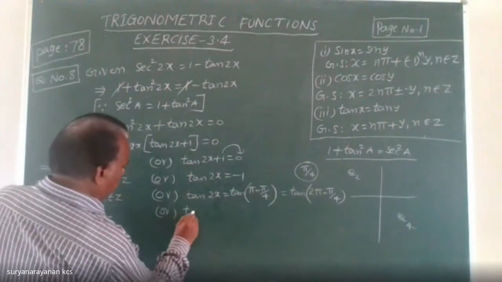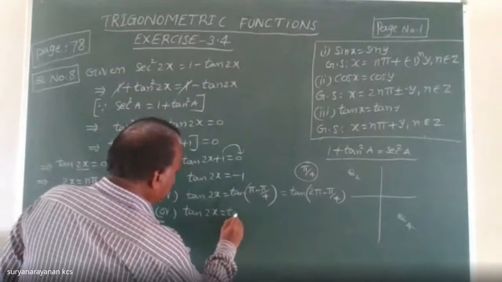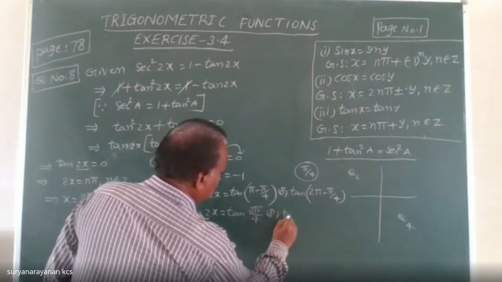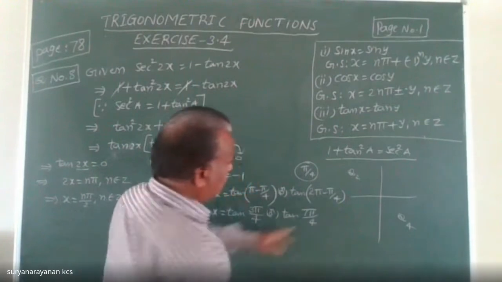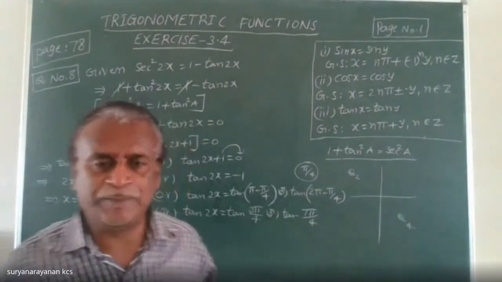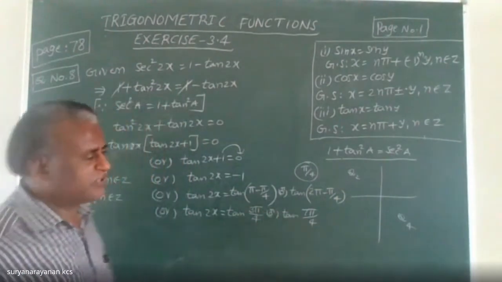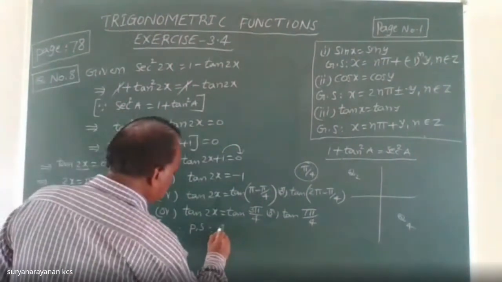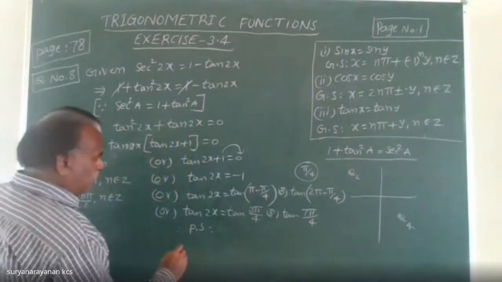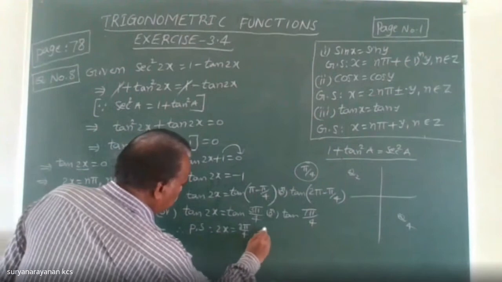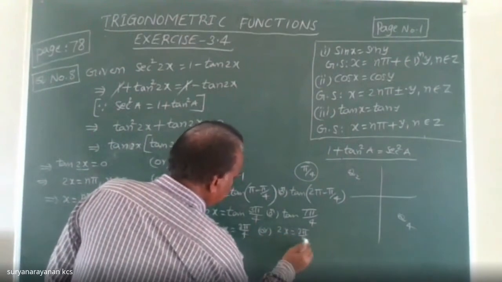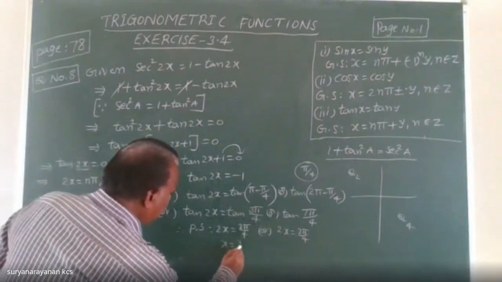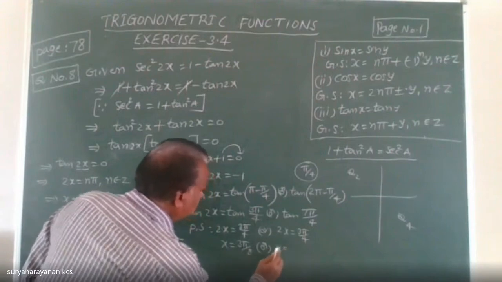So tan 3x is equal to tan 3 pi by 4, or tan 4 2s are 8 minus 1, 7 pi by 4. So these two are principal solutions. Principal solutions. Here 2x is equal to 3 pi by 4, or 2x is equal to 7 pi by 4. Not x here, 2x. So x is equal to 3 pi by 8, or x is equal to 7 pi by 8.